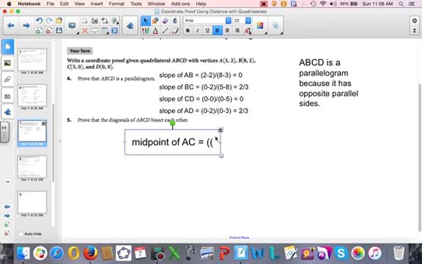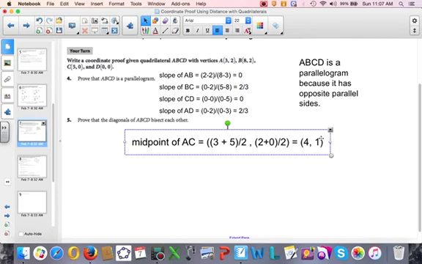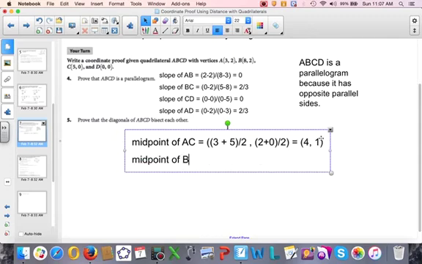So that's going to be 3 plus 5 divided by 2, comma, and then I'm going to do the same thing with the y's. So taking this 2 and this 0, 2 plus 0 divided by 2, and that's going to equal 3 plus 5 is 8, 8 over 2 is 4, 2 plus 0 is 2, 2 divided by 2 is 1. So the midpoint of segment AC is 4, 1. Now I'm going to find the midpoint of BD, the other diagonal.